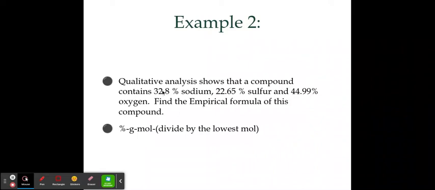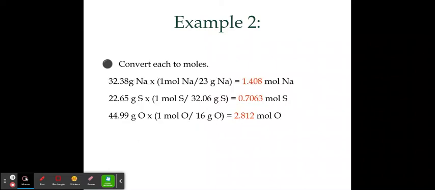Okay, qualitative analysis shows that a compound contains 32.8% sodium, 22.65% sulfur, and 44.99% oxygen. Find the empirical formula of this compound. Okay, so we want to go grams to moles. All right. Okay, so we're given percents. Just convert these to grams, and we go to moles. Okay, so here we go. Here's our grams. Okay, our molar masses are 23 grams for sodium, 32 grams for sulfur, and 16 grams for oxygen.